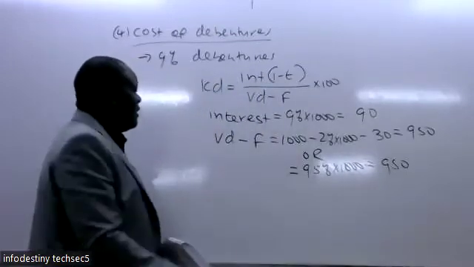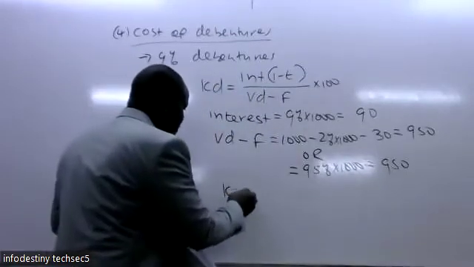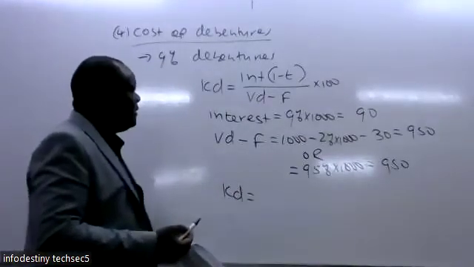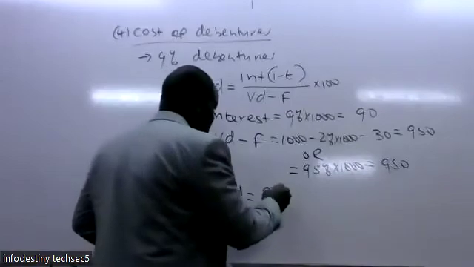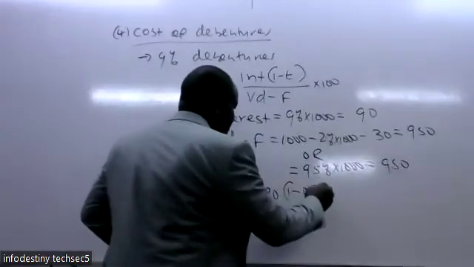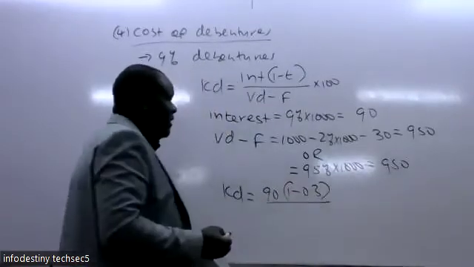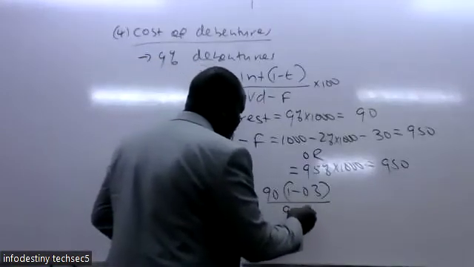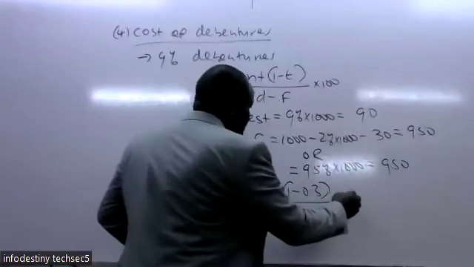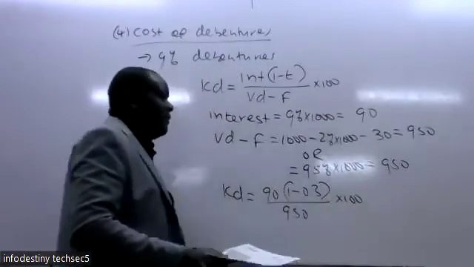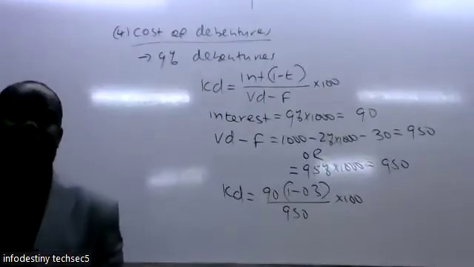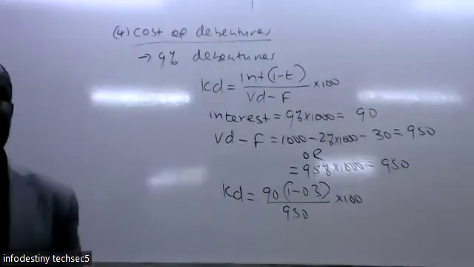So now we can compute our KD. Interest is 90, times 1 minus 0.3. We divide by the current value minus the flotation cost, which is 950, and express that figure as a percentage.